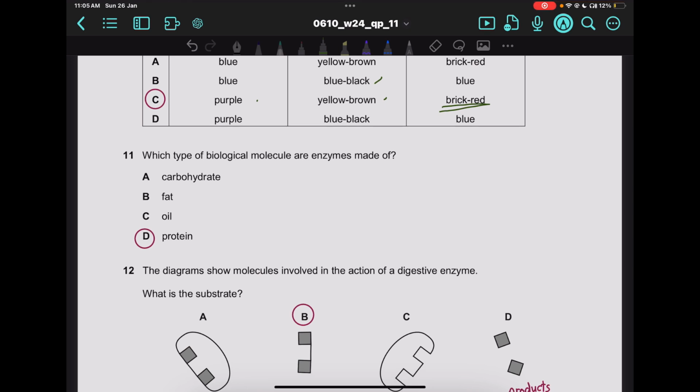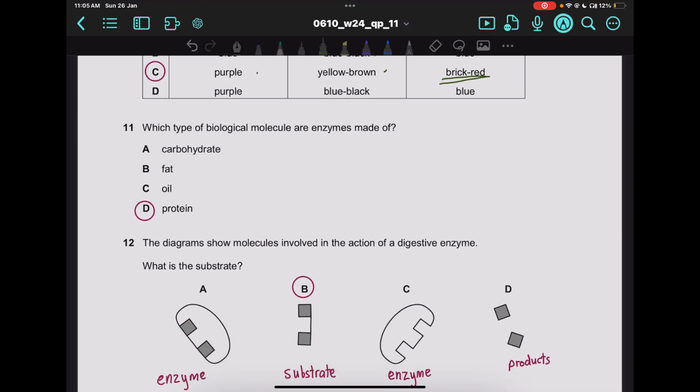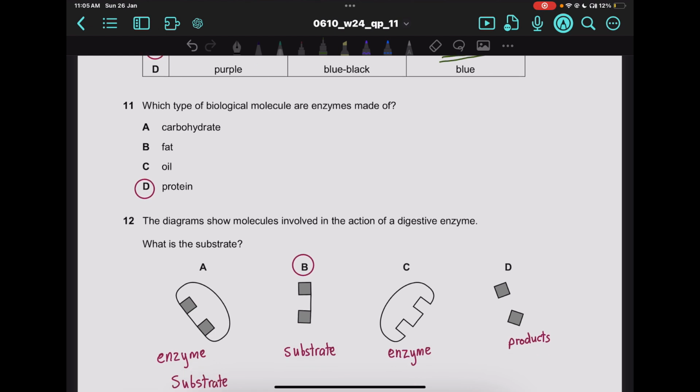11. Which type of biological molecule are enzymes made of? They are made of protein, so our answer is going to be D.